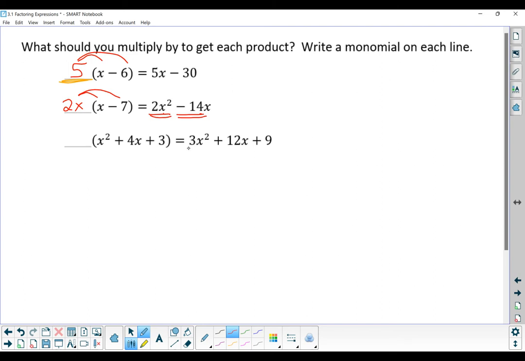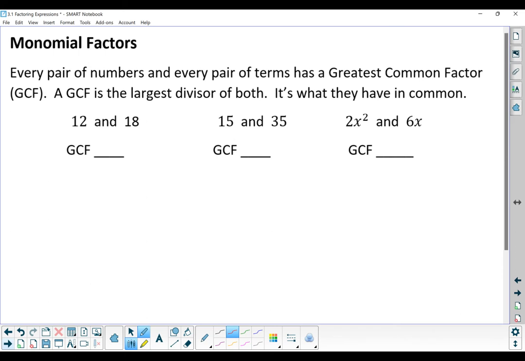And what would I multiply by to get a 3x squared and a 12x and a 9? I would multiply by a 3. So every pair of numbers and every pair of terms has what we call a greatest common factor. A lot of times the greatest common factor is 1, but every pair of numbers, every pair of terms has a greatest common factor. A GCF is the largest divisor of both. It's what they have in common.